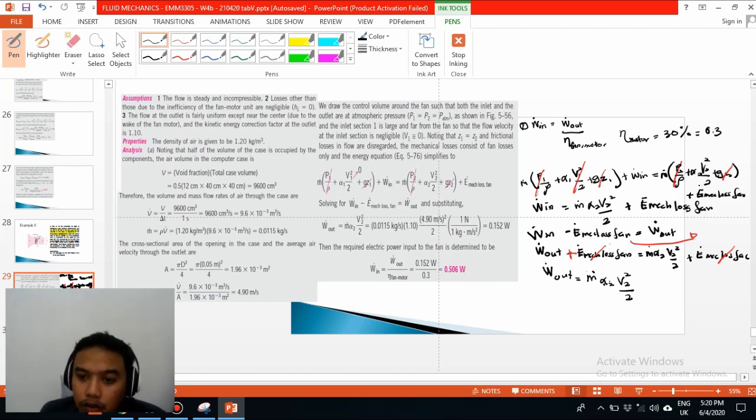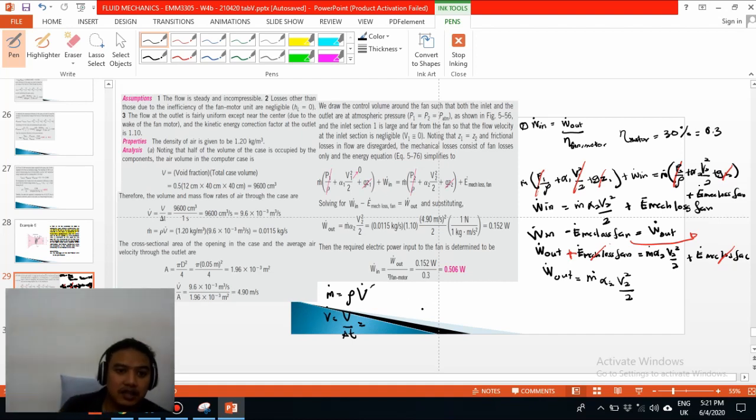In order to solve this one, you need to find your m dot and you need to find your V. So how to calculate m dot? M dot is the mass flow rate. Here we know that m dot is equal to rho times the volume flow rate. So we need to calculate the volume flow rate first. The volume flow rate is equal to volume divided by delta T. So from here we know the volume.